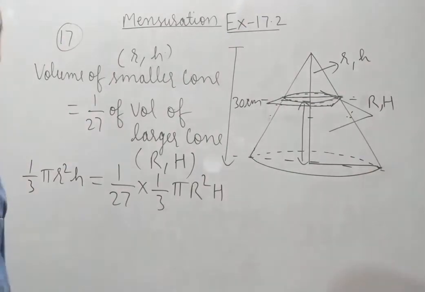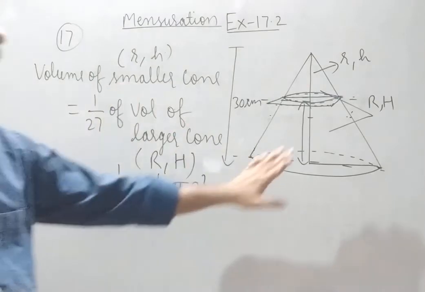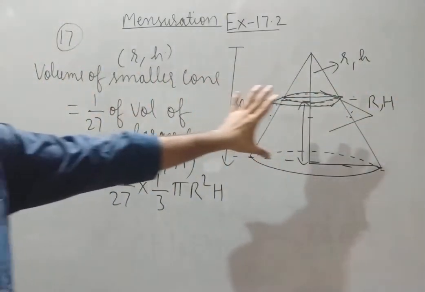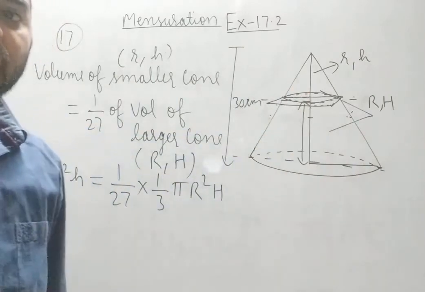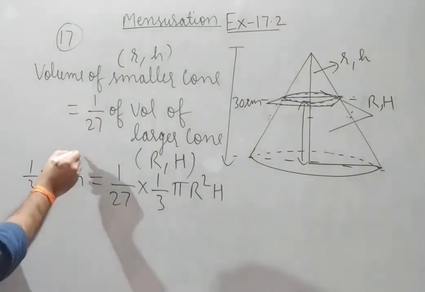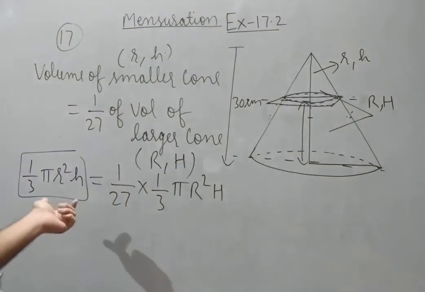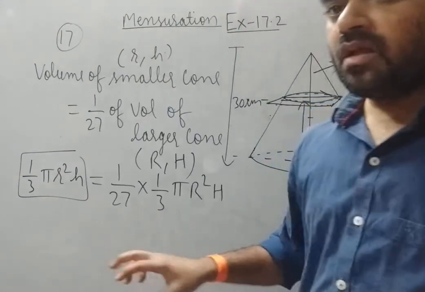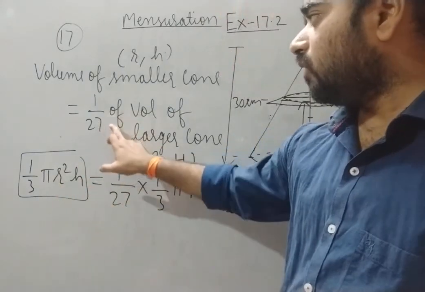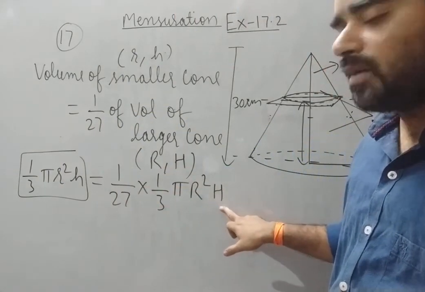Volume of a smaller cone. For the smaller cone we have taken the dimensions small r and small h, and for the bigger one we have taken capital R and capital H. So the volume of the smaller cone is 1 upon 3 pi small r square small h. The formula is the same but the dimensions are different. Here it is 1 upon 27 of 1 upon 3 pi capital R square capital H.